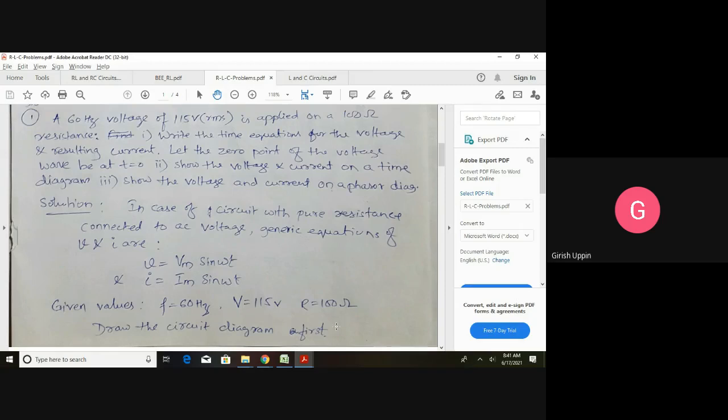And what is the power consumed in a pure resistive circuit? P = V into I, where V is the RMS value of the voltage and I is the RMS value of the current. That is for the pure resistance.